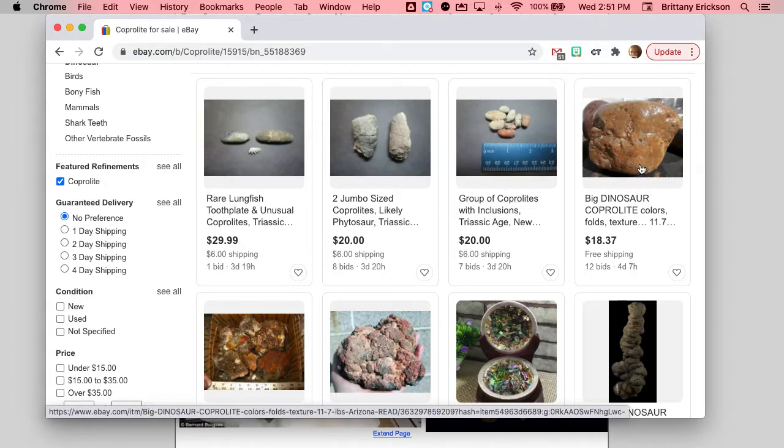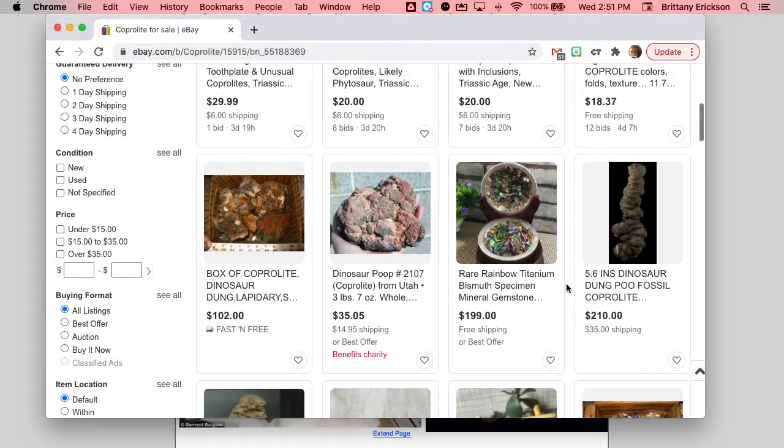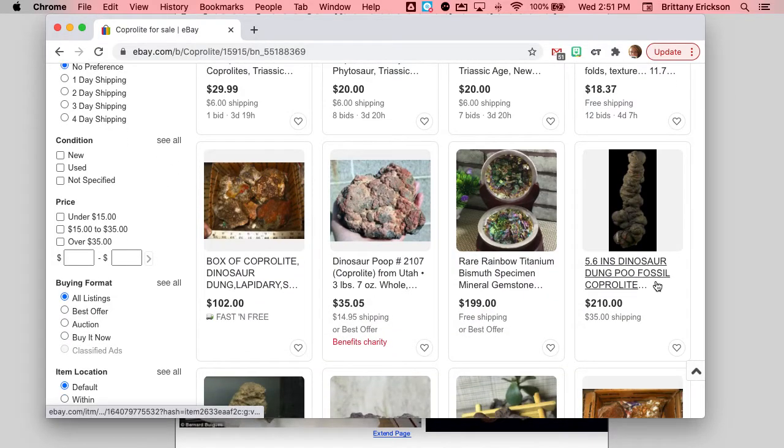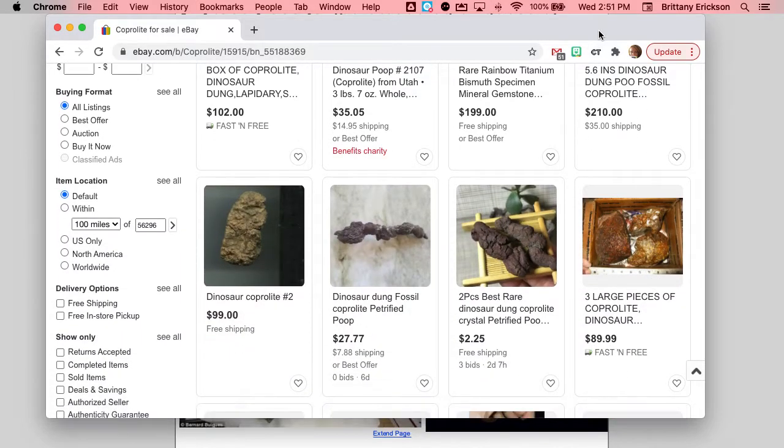Big dinosaur. 1837, guys. There's been 12 bids. Got 4 days and 7 hours to bid on it. Ooh, look at this one. Dinosaur dung poo fossil. Okay. Anyways.